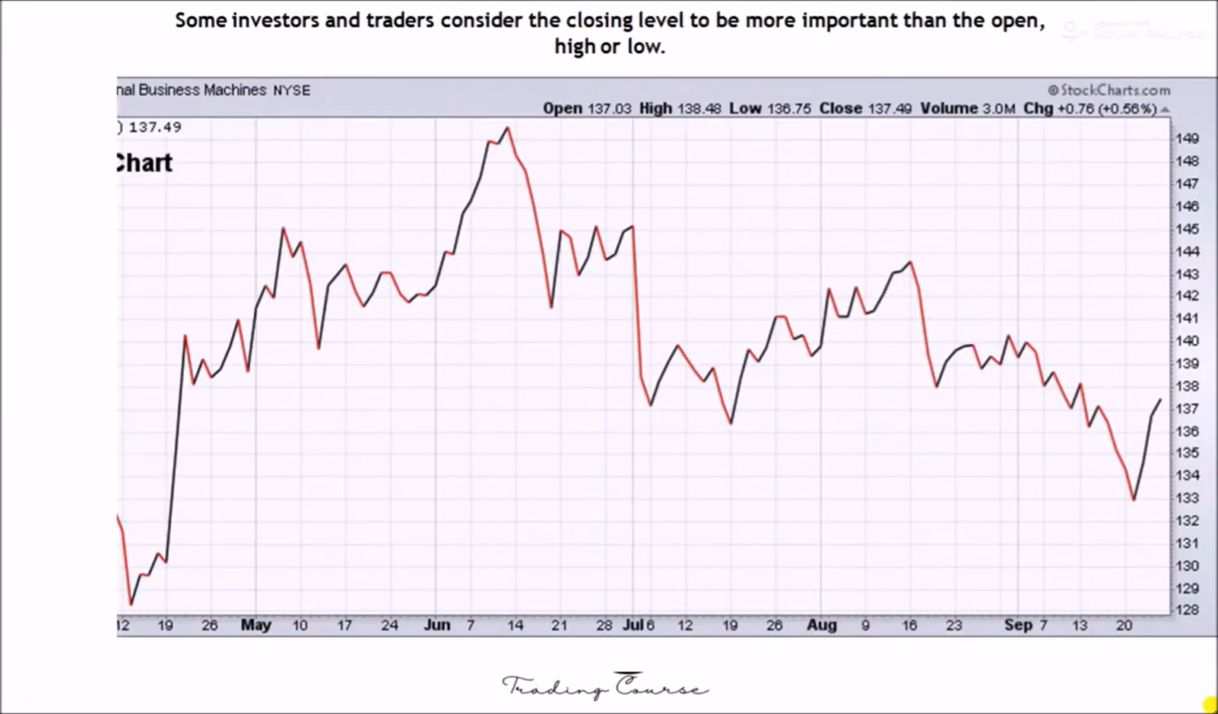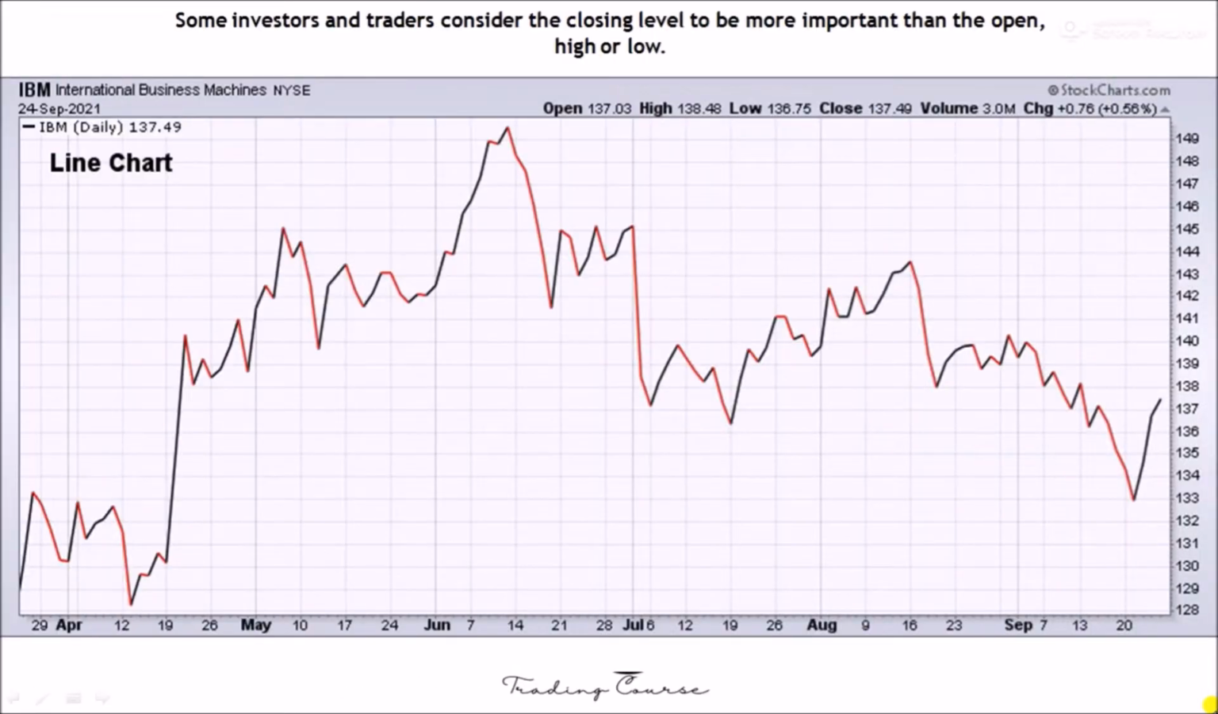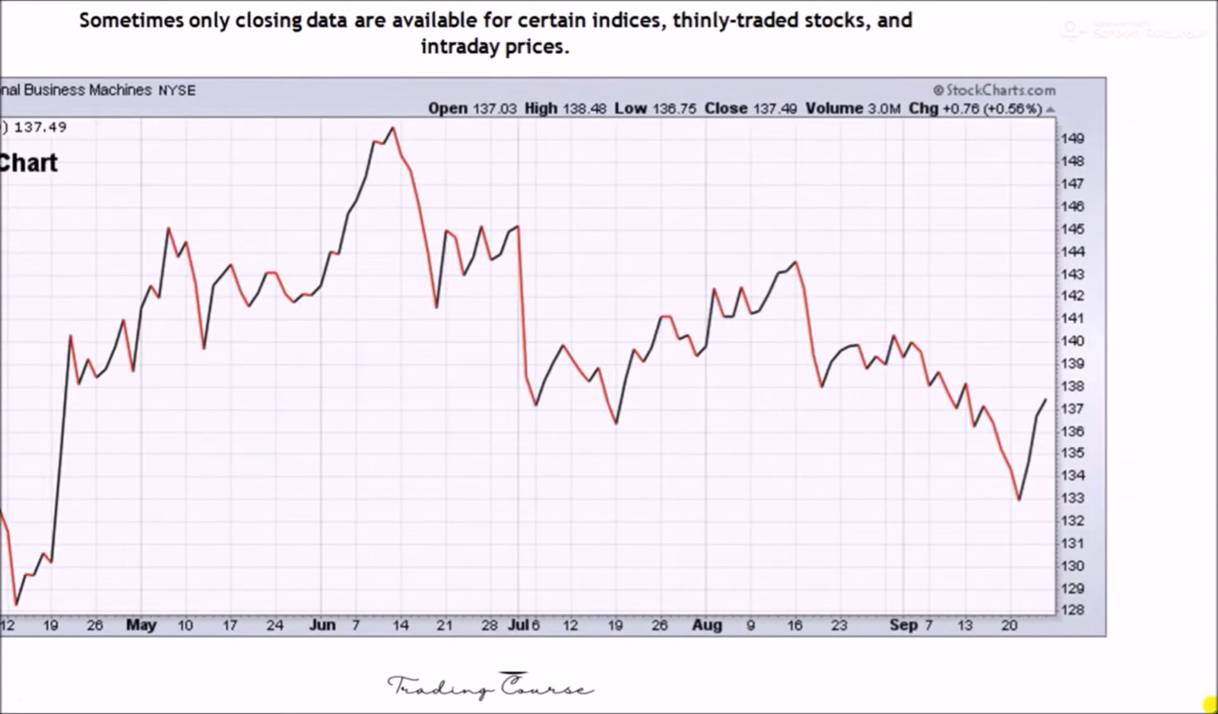Line chart. Some investors and traders consider the closing level to be more important than the open, high or low. By paying attention to only the close, intraday swings can be ignored. Line charts are also used when open, high and low data points are not available. Sometimes only closing data are available for certain indices, thinly traded stocks, and intraday prices.